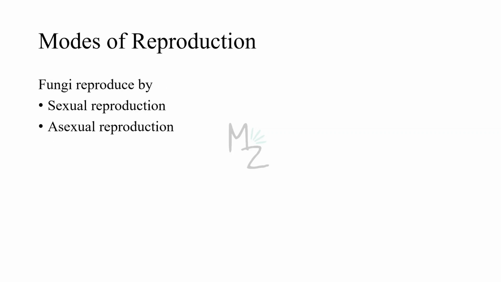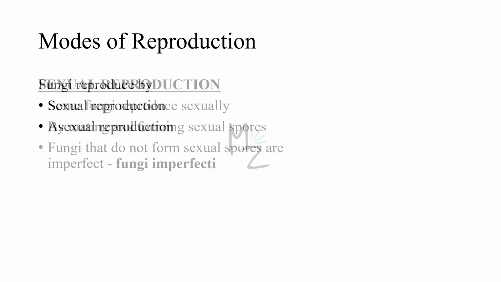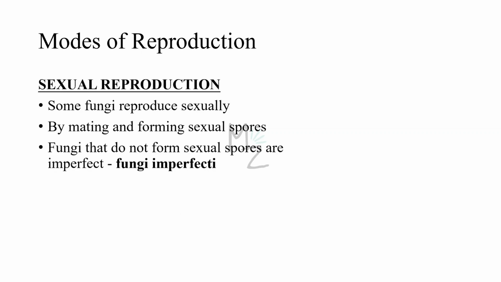Modes of reproduction. Fungi reproduce by two modes. One is sexual and the second one is asexual. Let's start by talking about sexual reproduction. Some fungi reproduce sexually by mating and forming sexual spores. Sexual spores can be zygospores, ascospores, and basidiospores. We'll talk about them in detail in just a moment. And fungi that do not form sexual spores are termed imperfect and are classified as fungi imperfecti.